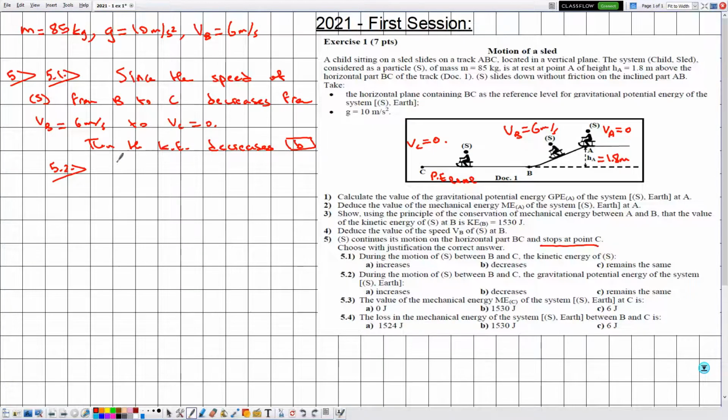Then let me say, since S remains along the PE level, oops, let me correct this. And GPE is equal to 0, which means from B to C the gravitational potential energy is equal to 0, then the gravitational potential energy remains the same.